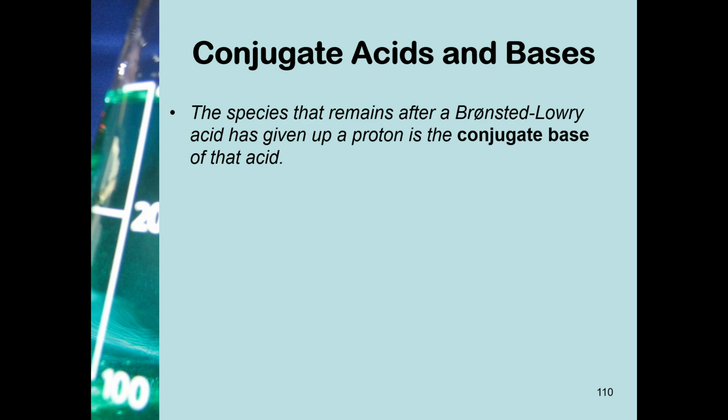The species that remains after a Bronsted-Lowry acid has given up a proton is called the conjugate base of that acid. So here's an example. Here we have hydrogen fluoride reacting with water, and after the hydrogen fluoride gave up its proton, all that's left is the fluoride ion that we see right after the double arrows. The proton was accepted by water, and water with this extra proton becomes the hydronium ion that we see on the product side way at the end.